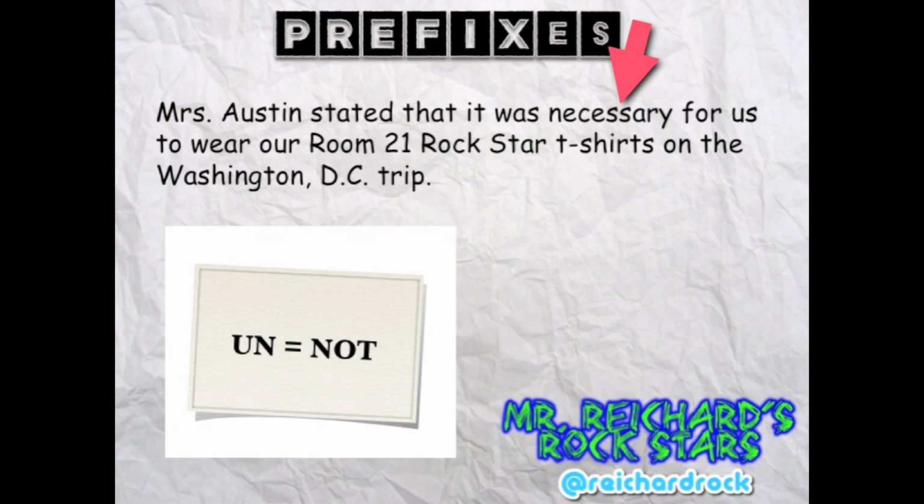Now, follow along with me. What if I added in un, the prefix un to necessary, just like this, and now let's reread the sentence one more time with that new prefix. Mrs. Austin stated that it was unnecessary for us to wear our Room 21 Rockstar t-shirts on the Washington, D.C. trip. Now, when I put un here, not necessary, unnecessary means it was not a requirement. Okay, so that totally changed the meaning of the word.